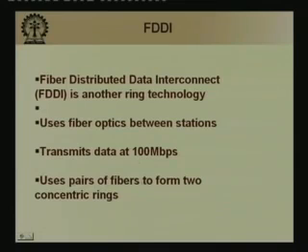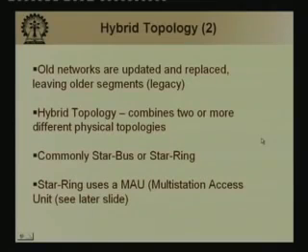It uses pairs of fibers to form two concentric rings, as we have seen that in order to get fault tolerance we require two fibers or two rings. As soon as there is a fault somewhere, the FDDI switch is so designed that it will automatically switch and the communication will not get disrupted.